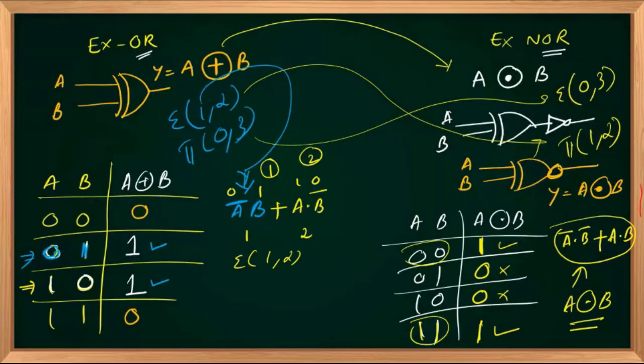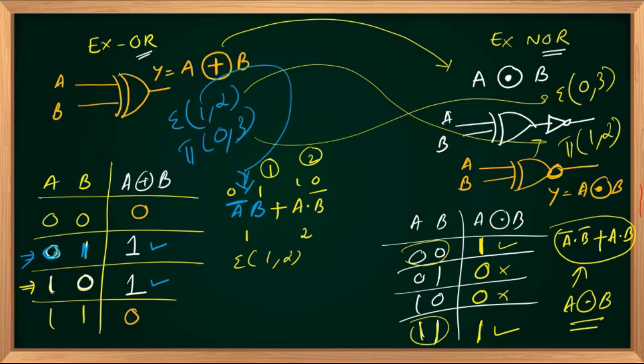Dual gate of XOR is what? XNOR. Dual of OR is AND. Dual of NOR gate is NAND gate. Dual of XOR is XNOR, and the reverse is also true. Dual of XNOR is XOR. Dual of NOR is NAND. Dual of AND is OR. That kind of question can also be expected in the examination.